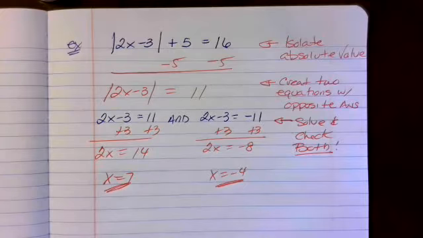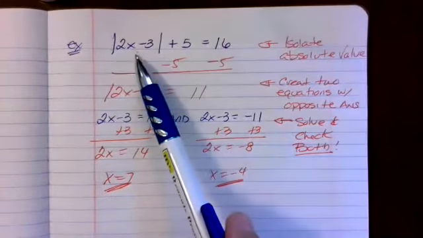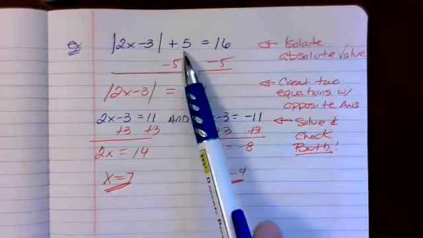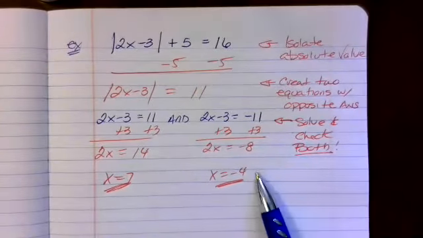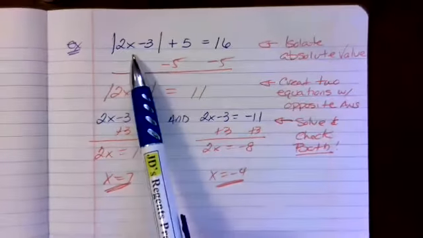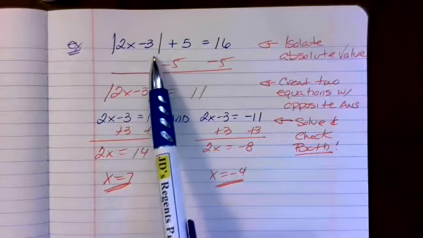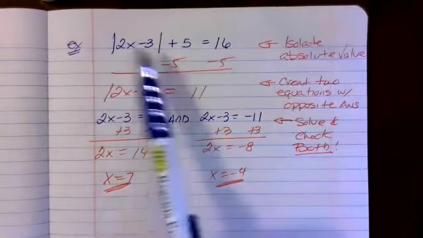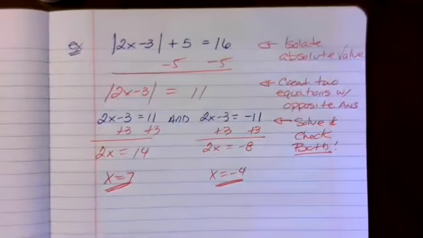Does it check? 2 times 7 is 14. 14 minus 3 is 11. 11 plus 5 is 16. That checks. -4. 2 times -4 is -8. -8 minus 3 is -11. Absolute value of -11 is 11. 11 plus 5 is 16. They both check.